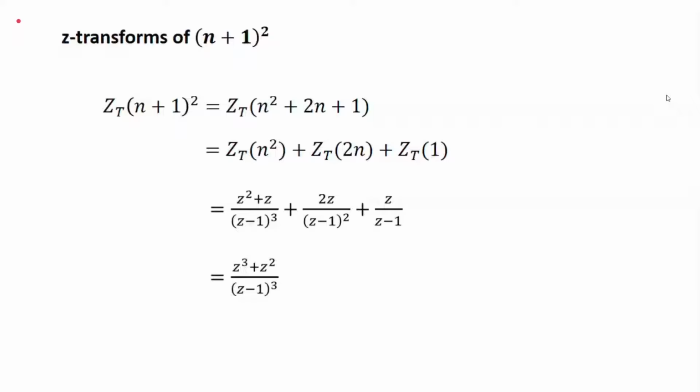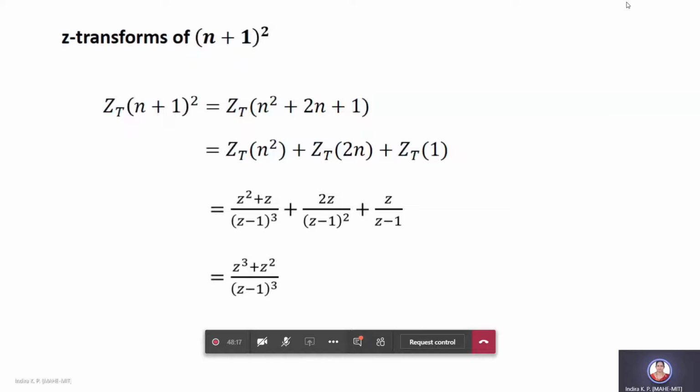So if you get a combination of functions, you can always write it as a sum, and individually find the transforms and then simplify.